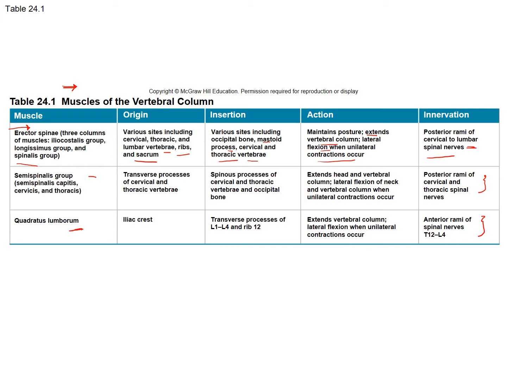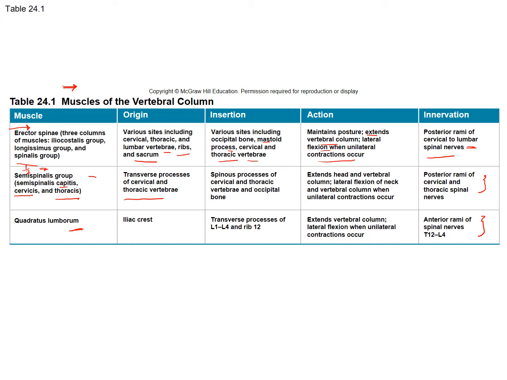Semispinalis, we talked about this before. Semi means half, as you know. Spinalis is a muscle that covers the spine of the vertebral column group. So it actually includes semispinalis capitis, cervicis, and thoracis. Origin will be the transverse process of cervical and thoracic vertebrae.